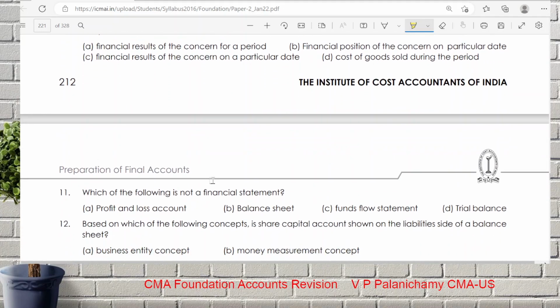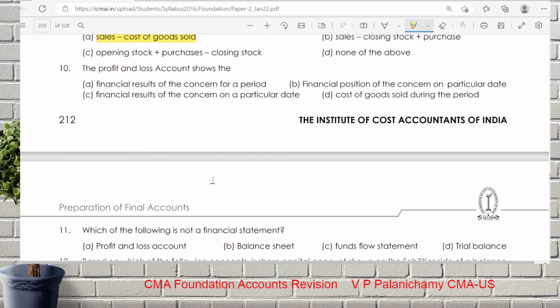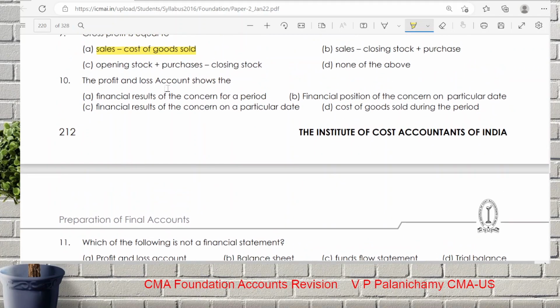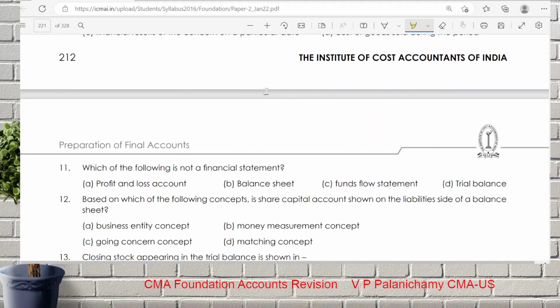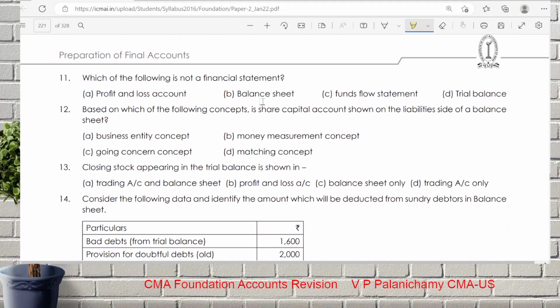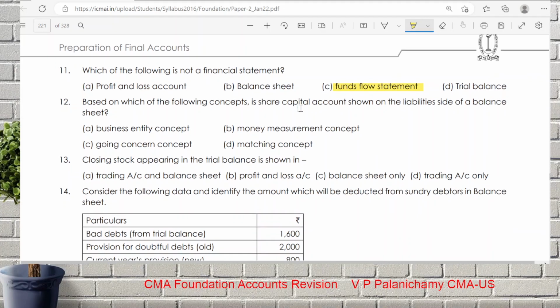Then the profit and loss account shows financial results for a particular period. For a particular period, 1 year or 6 months, it is prepared. Then which of the following is not a financial statement? Financial statements are the trading P&L account and balance sheet. Trial balance alone is not a financial statement.